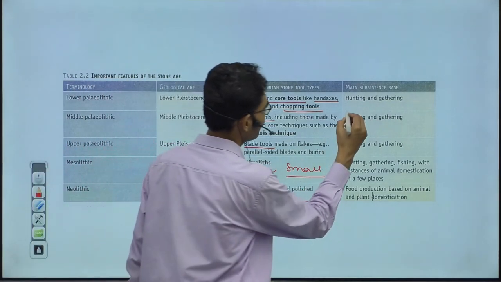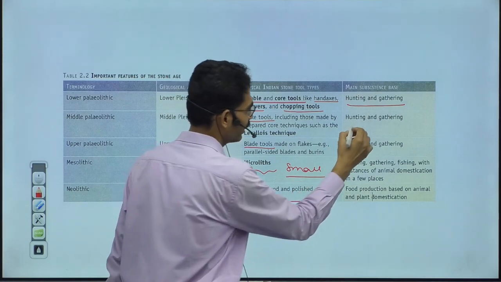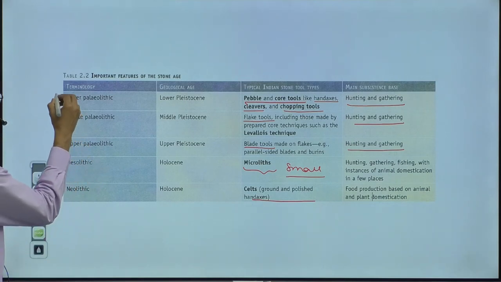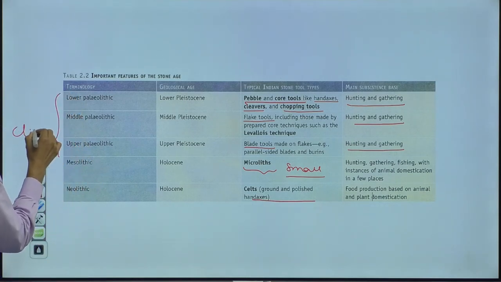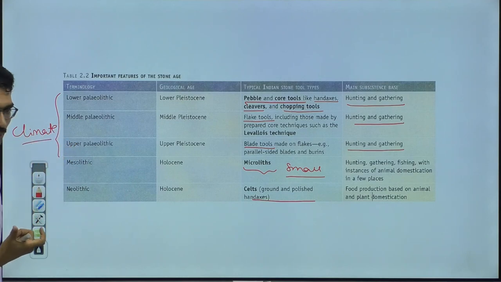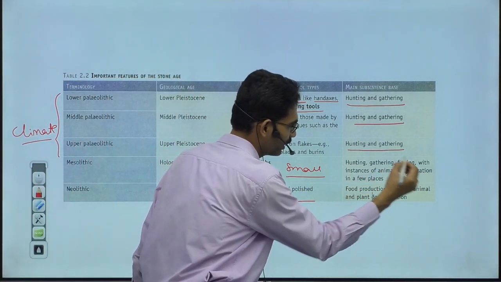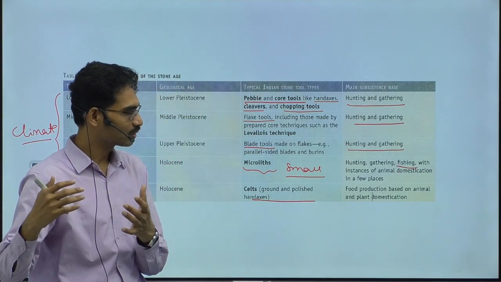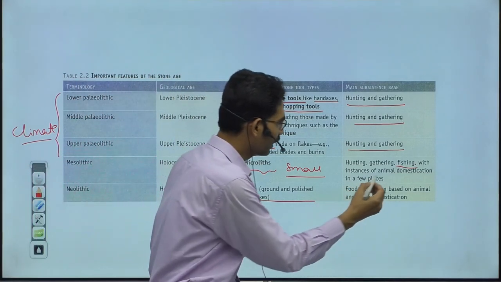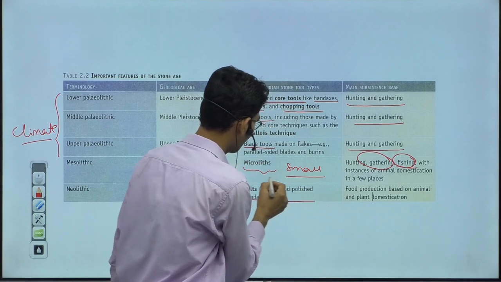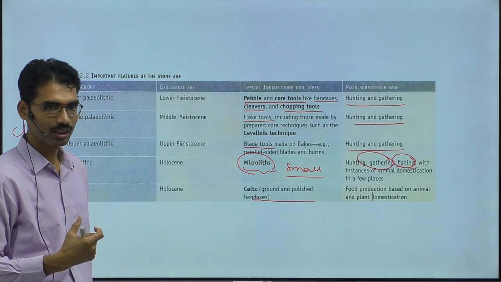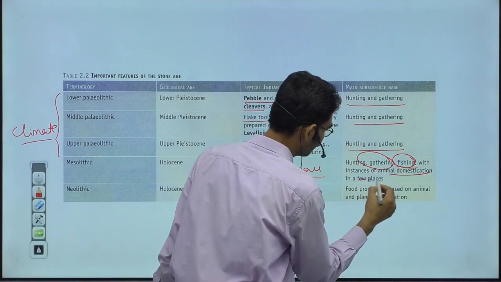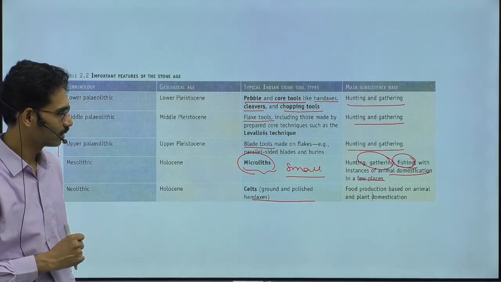And when it comes to subsistence, hunting and gathering here, hunting and gathering. Now you see, in Mesolithic, the climate is already changing. More warmer climate. That's why you will see fishing activities also. More rainfall, more lakes. People understood the importance of fishing also. And for these kinds of activities, they made these tools, microliths, because for fishing they need very small tools, and for domestication of animals they started using these small tools.